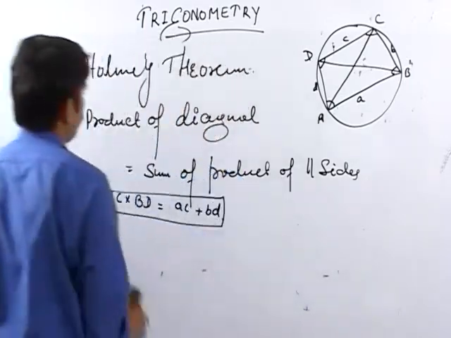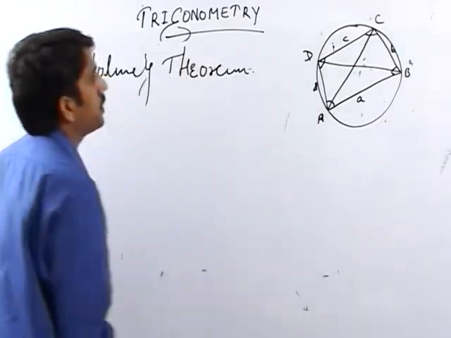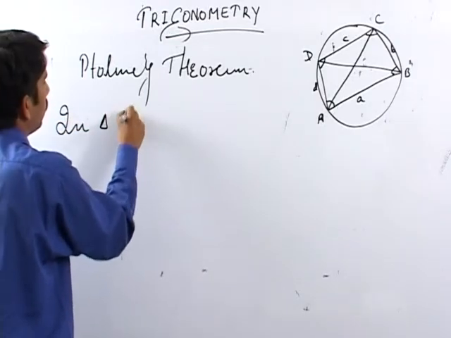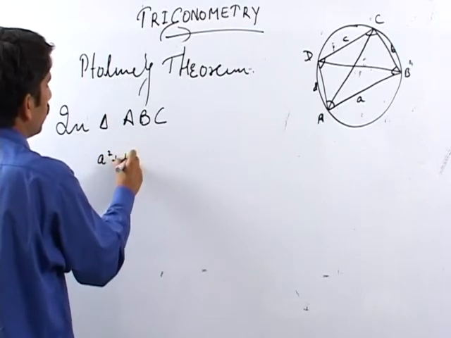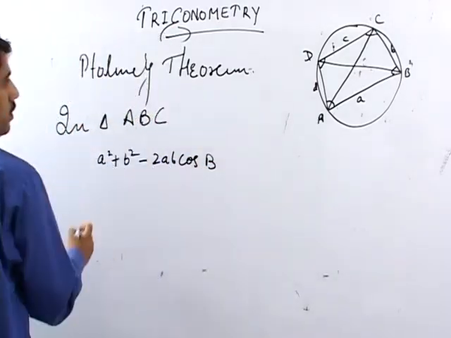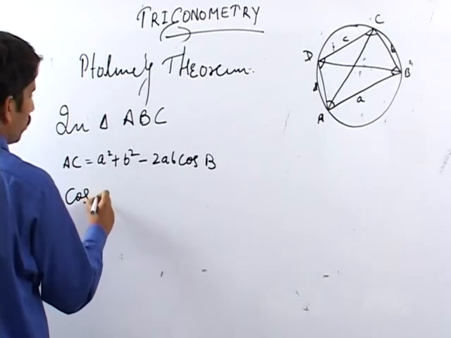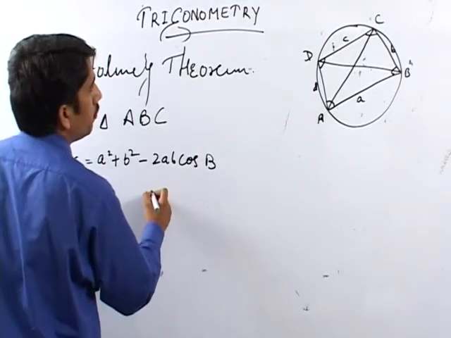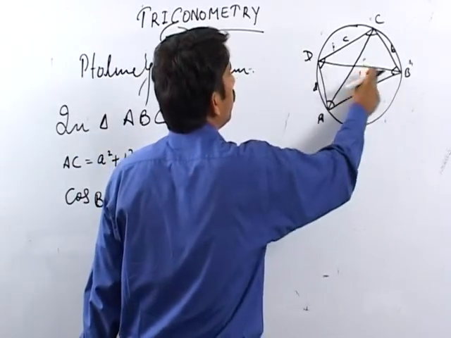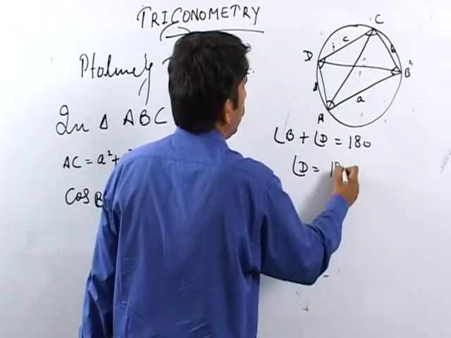Now, to prove this theorem, we will again take this triangle ACB. So in triangle ABC, a square plus b square minus 2ab cos of B is equal to AC square. Now we know that cos of B is equal to... Now what is cos B here? Now since both of these add to 180, angle B plus angle D is equal to 180. Therefore, angle D will be equal to 180 minus angle B.